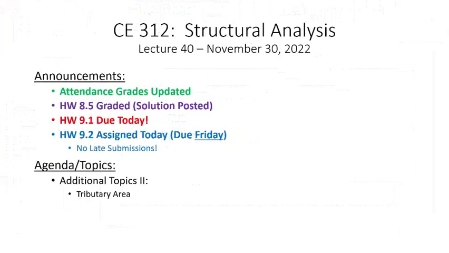So, this is our last topic lecture this semester. This is it, because on Friday we have exam review, and that's structural analysis.